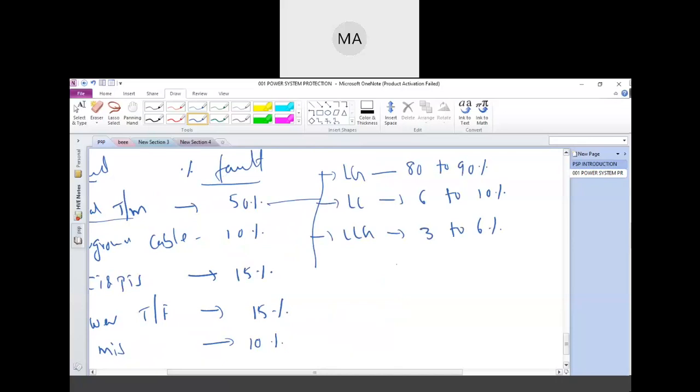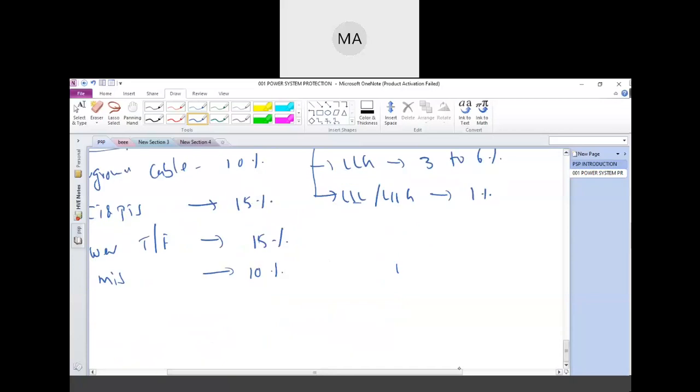And the LLLG fault is 1%. Okay, these are the fault occurrence chances in the transmission line. The LG fault is 80 to 90 percent; that is the most frequently occurring fault in the transmission line system. If you take the LL fault, it is 6 to 10 percent, the LLG fault 3 to 6 percent, and the LLLG fault is 1% of chances. These are the fault occurrence probabilities in the transmission line system.